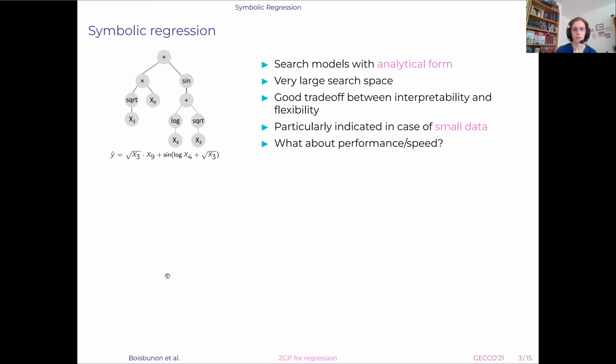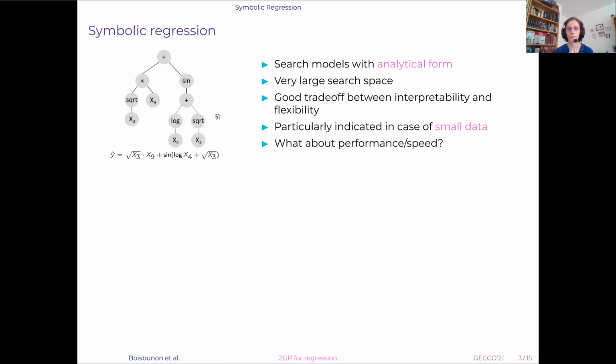So symbolic regression consists in searching for models that can be expressed through a mathematical formula, like here, and they are usually represented through an expression tree that I show on the left. But since it involves the search for operators such as logarithm, square root, sinus, additions, etc., the search space is very large and it cannot be solved through standard machine learning techniques.